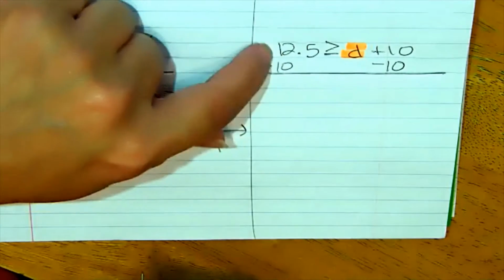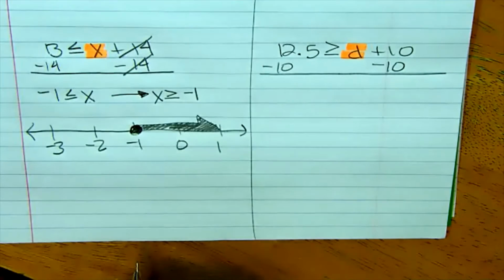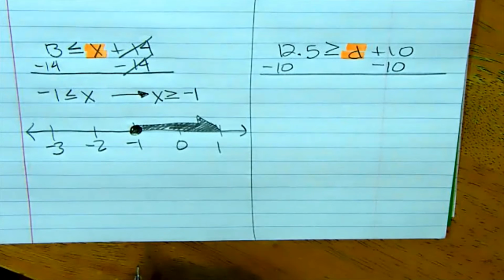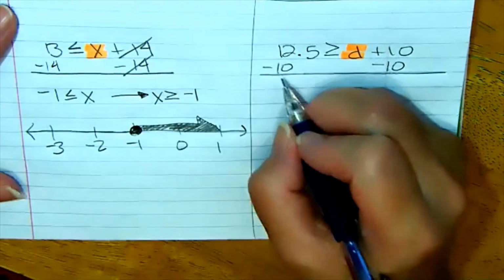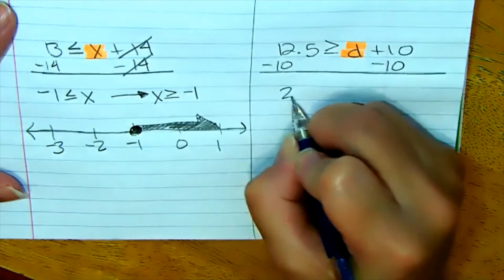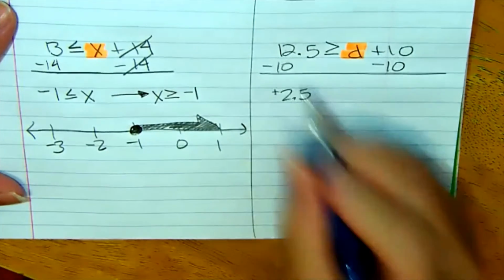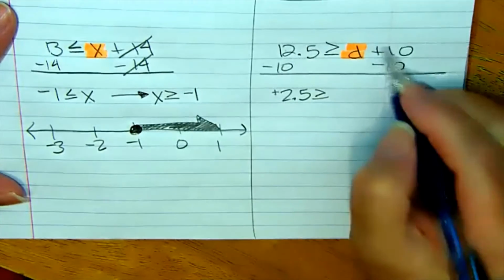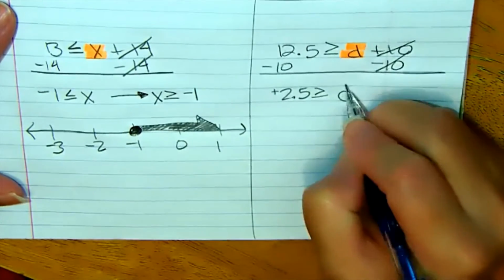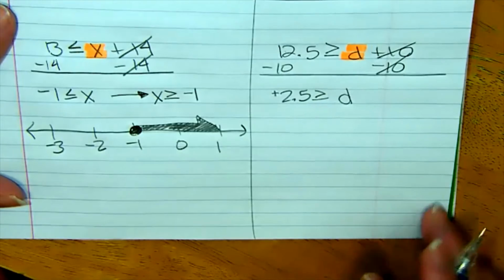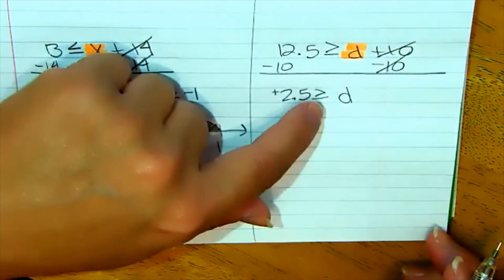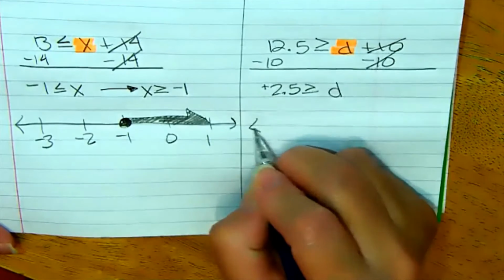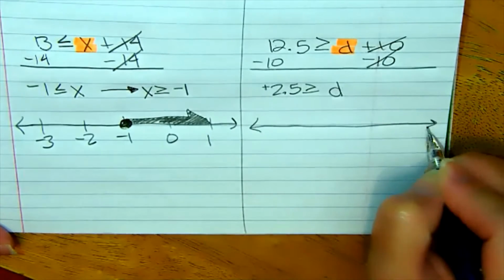Okay, 12.5 minus 10. Can you use a calculator for this? Yes. If you need to, please do. So I'm going to subtract and keep the sign of my largest. Bring down my sign. These guys cancel and I'm left with D. Perfect. 2 and 5/10 is greater than or equal to D. Perfect. So let's start with my number line.